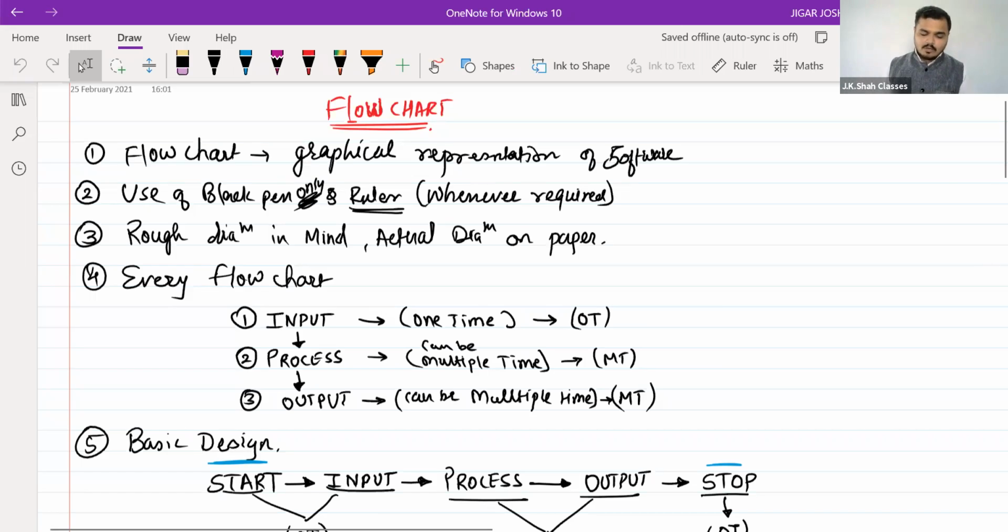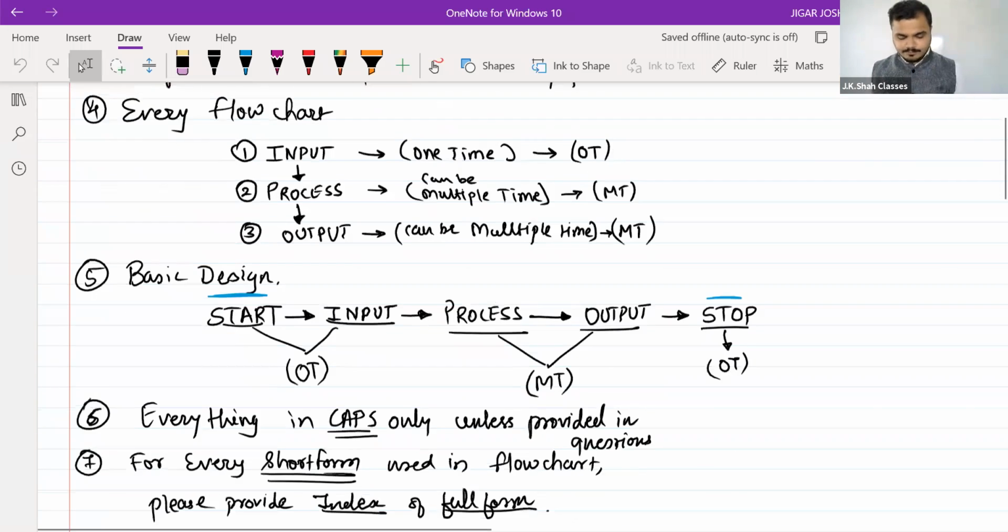Further, we know also that every flowchart has three major functions: input, then process, and then output. The basic structure of a flowchart would be like this: first it will start the software, then we will take the input, then we will do the process, then output will be generated, and finally the process will come to an end and software will be closed. That is stop. Yes or no?